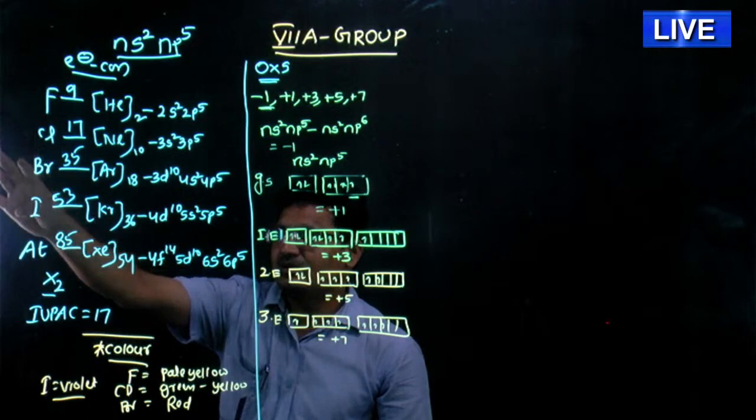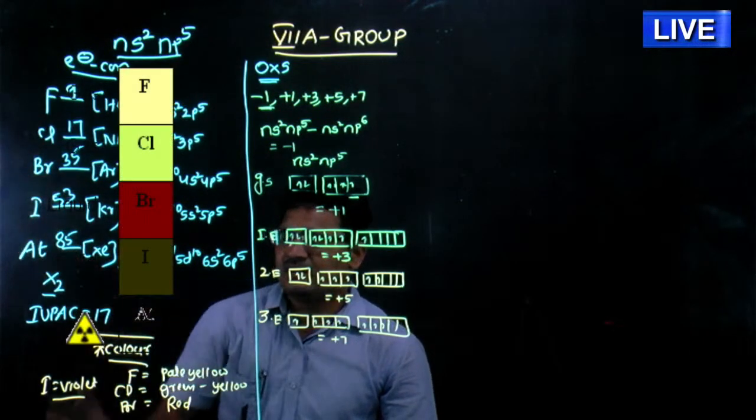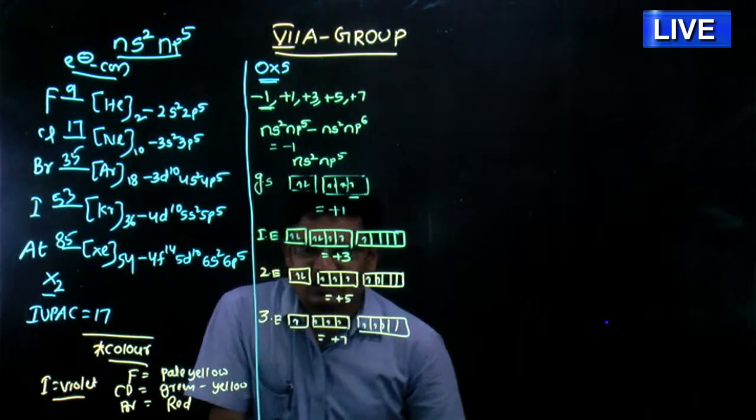Chlorine is greenish yellow, bromine is red, and iodine is violet. So this is the color of the compound.